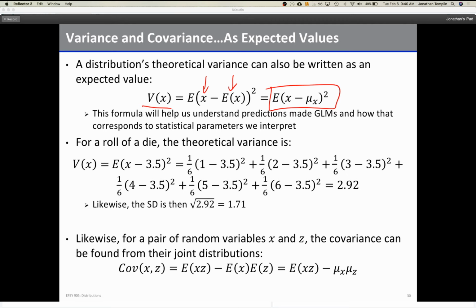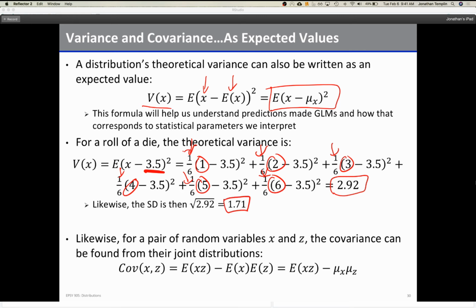So for instance, if we wanted to talk about how much variance was expected in the theoretical die roll, we do the same process. We know that the values of the die roll can be 1, 2, 3, 4, 5, and 6, and that they occur with probability 1/6 for each of them. So we put the values into this function, and we subtract off the mean we found a few slides ago. We sum them all together, and we get 2.92 as a variance. So likewise, the expected standard deviation is 1.71.